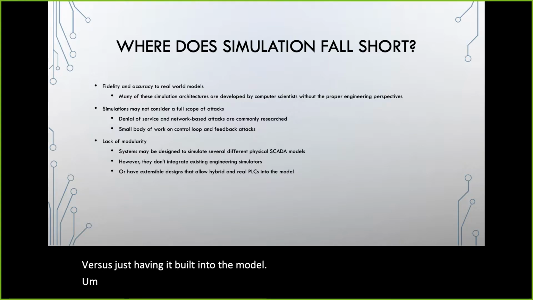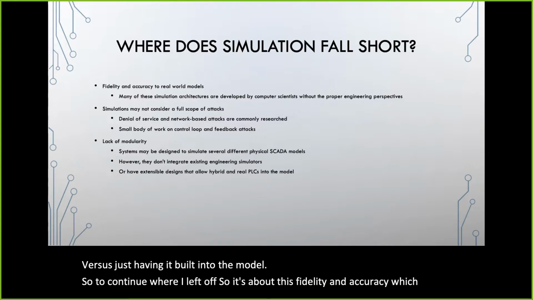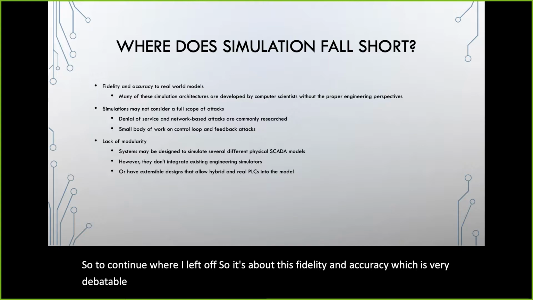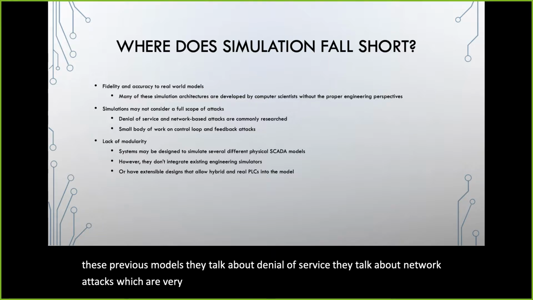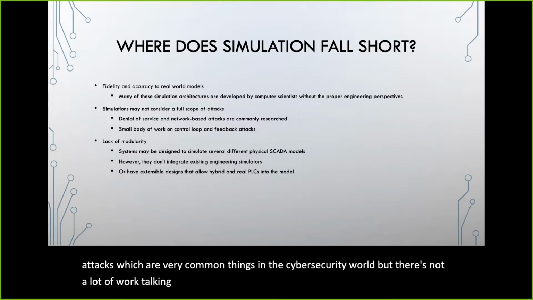So to continue where I left off, it's about this fidelity and accuracy, which is a very debatable point. It's also about considering a broad scope of attacks. A lot of these previous models talk about denial of service and network attacks, which are very common things in the cybersecurity world. But there's not a lot of work talking about attacks on the actual control loop itself.